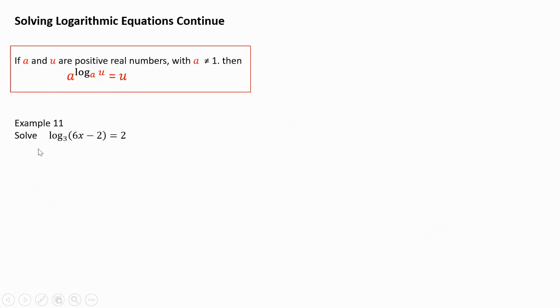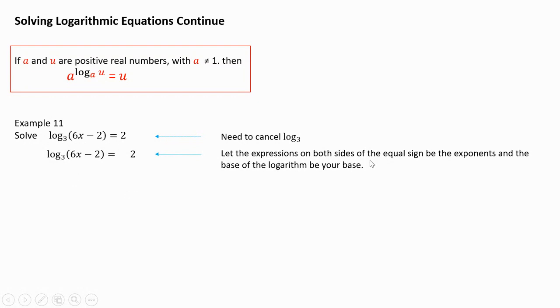For example, here, we're trying to cancel the log of base 3. We don't want that. So if it's a 3, this becomes the exponent. You're going to put a 3 right here, and also to both sides. Let the expression on both sides of the equal sign be the exponent, and the base of the logarithm be your base. So this is going to be the base then, right? So you're going to do that to both sides. And this will always work.